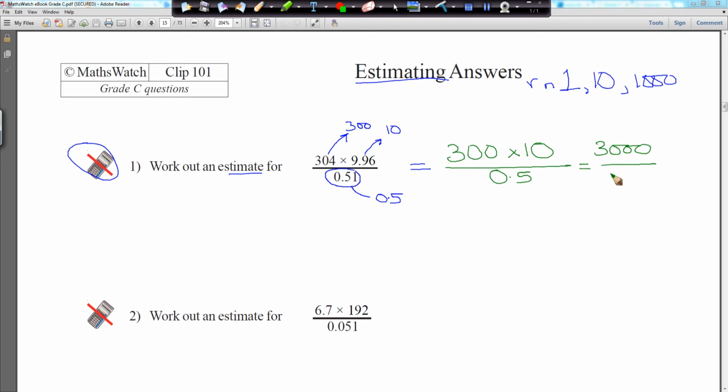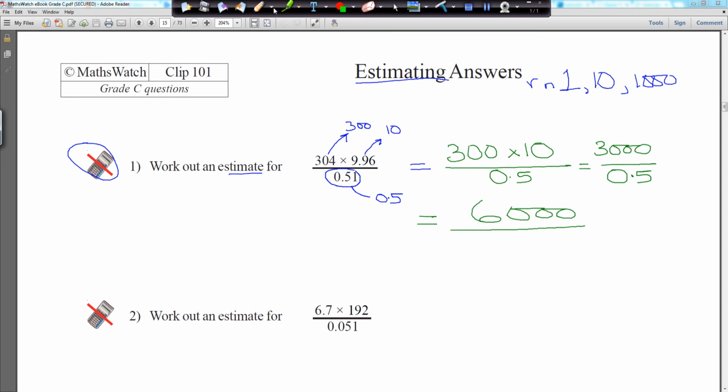Now divided by 0.5. Okay, 3000 divided by 0.5 is not 1500. Think of it like this. You have 3000 cakes, you divide them into halves. How many half pieces will you have? And the answer is, you will have 6,000 half pieces. So when you divide by a half, you double the answer. So that's the answer for the first question.